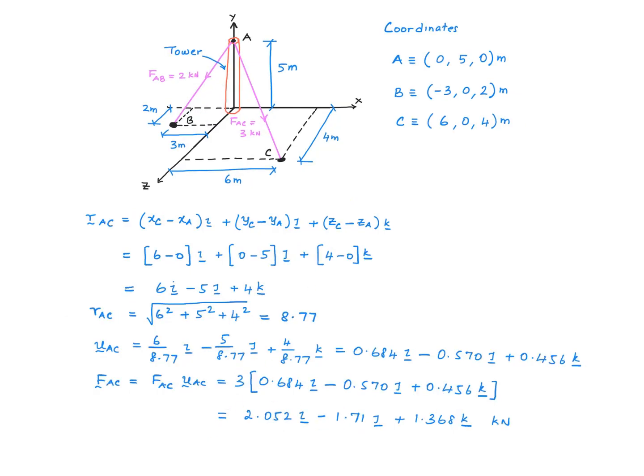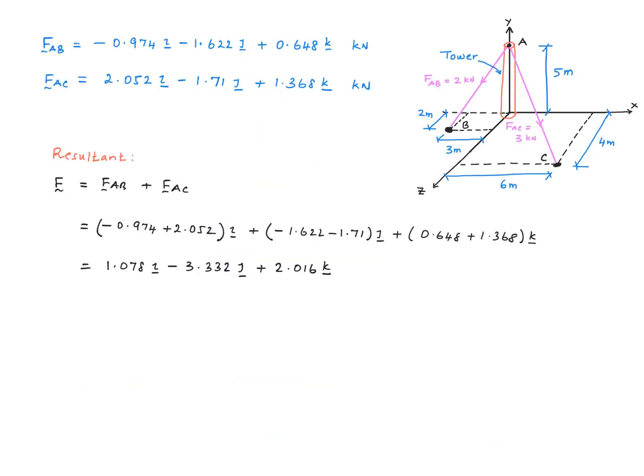Fundamentally, the steps are identical to what we did for FAB. So I'll let you follow. So we have this as the component form of FAC. Here's a summary of what we got so far. Here's your FAB vector, here's your FAC vector. We add the two in order to find the resultant. So this is what we have for the resultant.